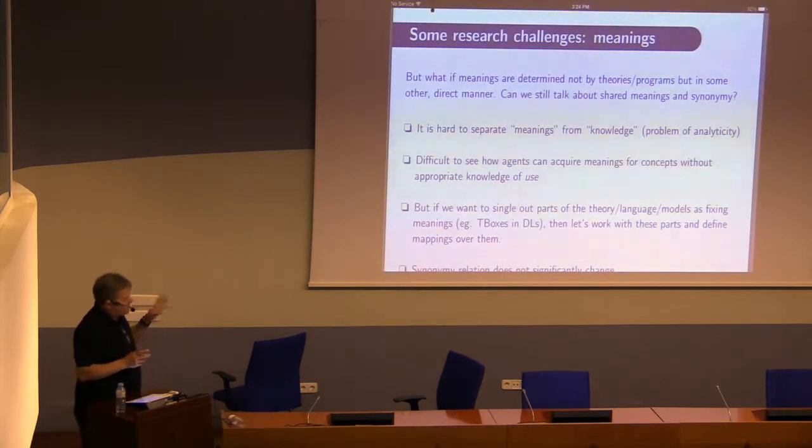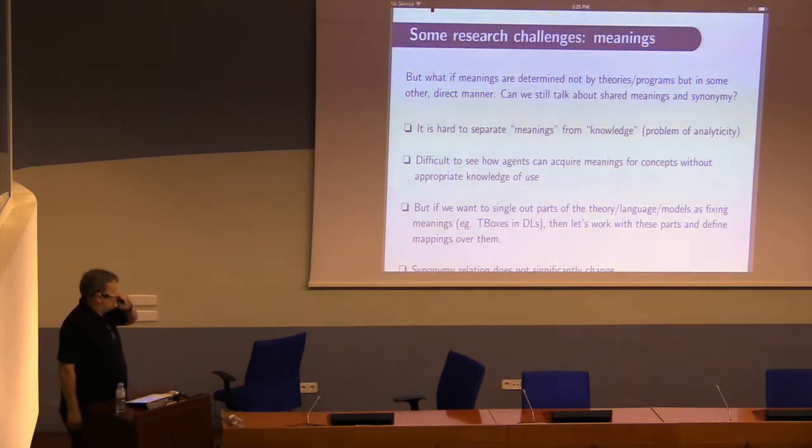What if meanings are not determined only by theories? Well, my answer to this is that it's very difficult to separate meaning from knowledge, because if an agent uses concepts in the right way, then he or she or it must have some knowledge about how to use those concepts. And this is related to the famous problem of analyticity. So it's difficult to know how concepts can be acquired without knowledge of use.